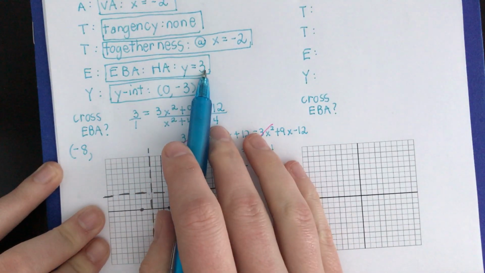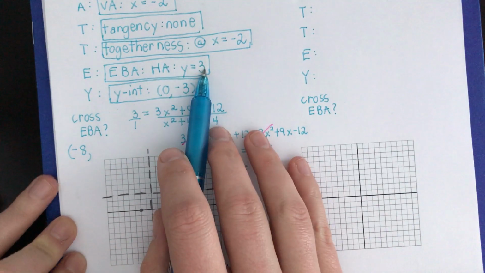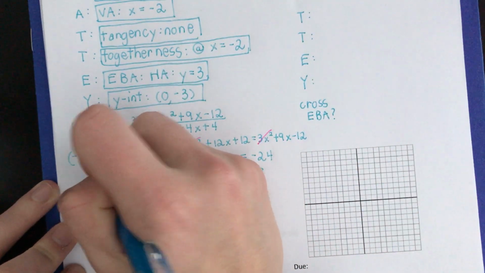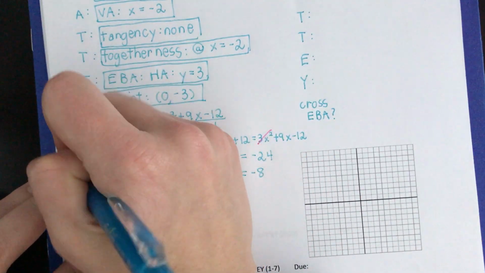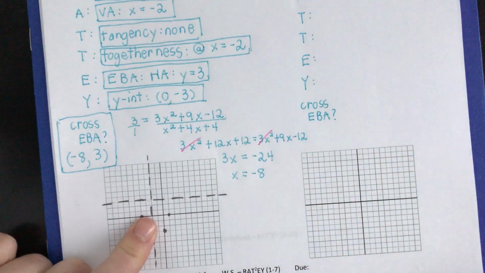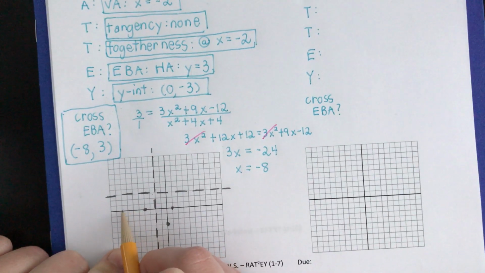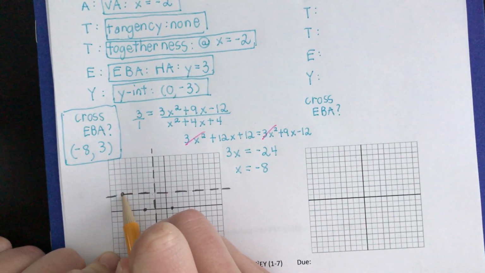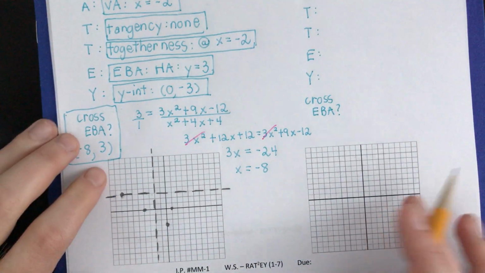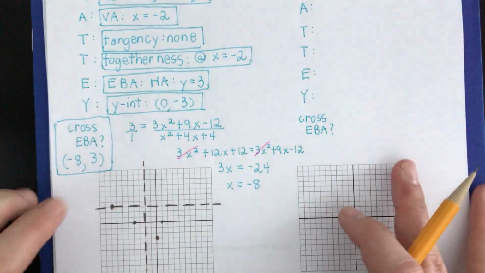Remember, I use the y value. I technically plug this into the EBA, but y'all, there's no x to plug in, so my y value is just automatically going to be 3. So yes, I cross the EBA at -8, comma 3: negative 1, 2, 3, 4, 5, 6, 7, 8. So I cross through right here, and this is making a lot of sense because remember, we talked about how we do have togetherness, and we never could graph that because we didn't have our curves yet.